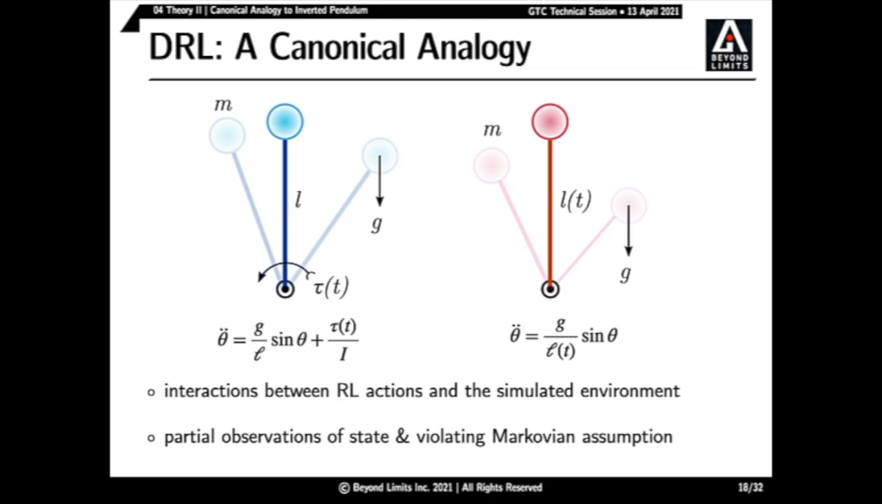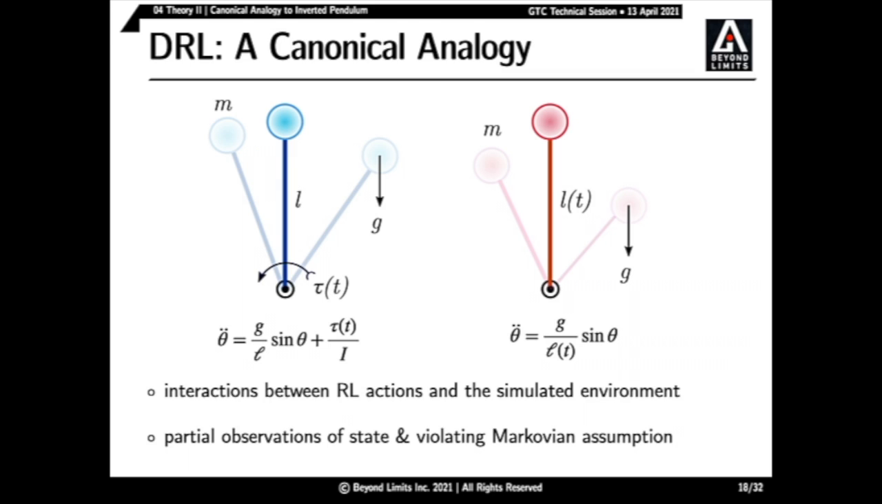For the red pendulum, we do something a bit more interesting, that is, we try to perturb the system by changing the length of the arm. Now, in both cases, the governing physics are identical, and the states are described by the angle theta and the angular velocity theta dot. However, the way that the actions trigger changes in the environment is very different, and in the system on the right, we have two important complications that make the system violate the Markovian assumption by making it a partially observed Markov process.